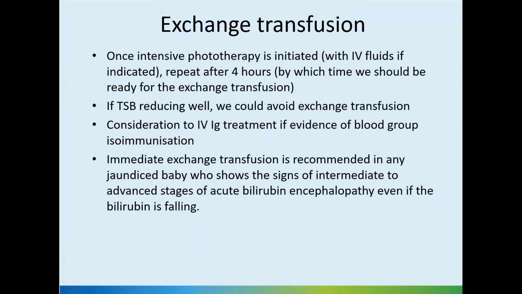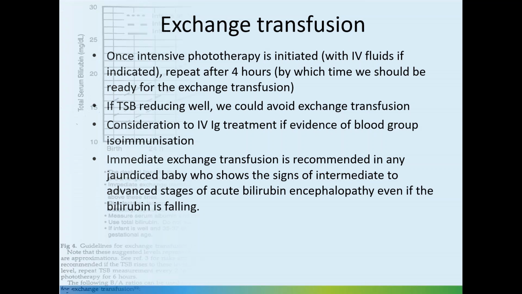Exchange transfusion is considered where intensive phototherapy is initiated and the repeat after 4 hours still shows the level to be high, or if the baby has any signs of bilirubin encephalopathy or neurological problems, we should be doing exchange transfusion aggressively. We should also be aggressive in premature babies because the serum albumin may be low and the blood-brain barrier is immature. If the bilirubin is reducing well, we could avoid exchange transfusion, and we discussed IVIG in isoimmunization settings as well. Immediate exchange is recommended in any jaundiced baby who shows signs of intermediate to advanced stages, even if the bilirubin is falling.